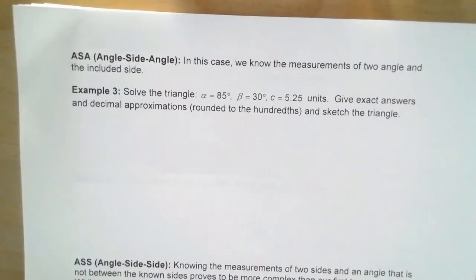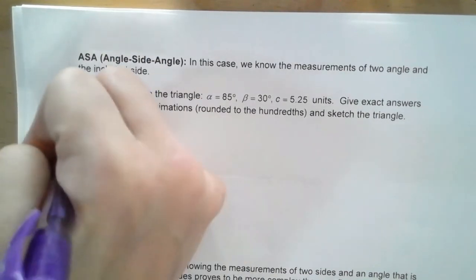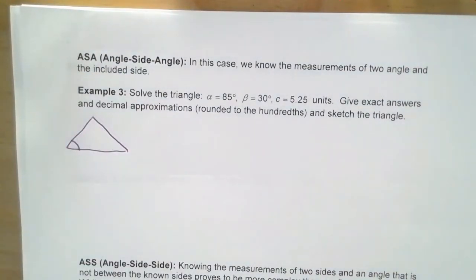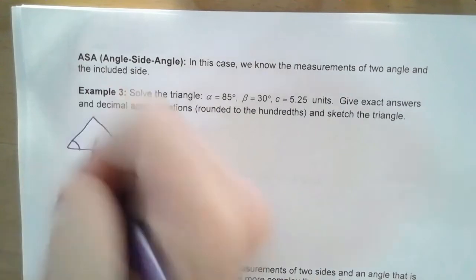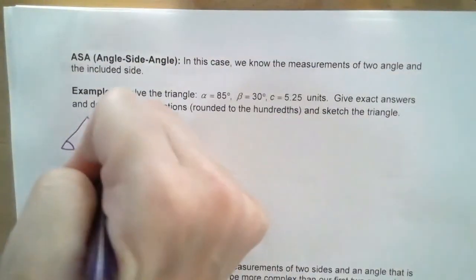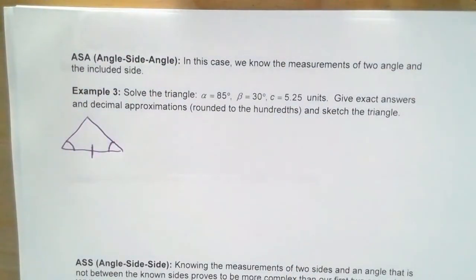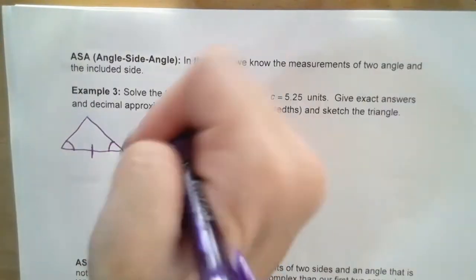Alright, next we're going to look at another case. Our other case is angle, side, angle. So let me show you what that looks like. If I were to draw a triangle out, I would have angle. I would have the side in between the two angles. Let's see if this is going to be a different approach. Well, let me label what's given to us.